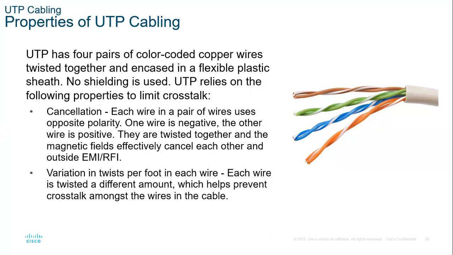UTP relies on the following properties to limit crosstalk: cancellation. Each wire in a pair of wires uses opposite polarity. One wire is negative and the other wire is positive. They are twisted together and the magnetic fields effectively cancel each other and outside EMI or RFI, electromagnetic interference and radio frequency interference. Variation in twists per foot in each wire: each wire is twisted a different amount, which helps prevent crosstalk among the wires in the cable.